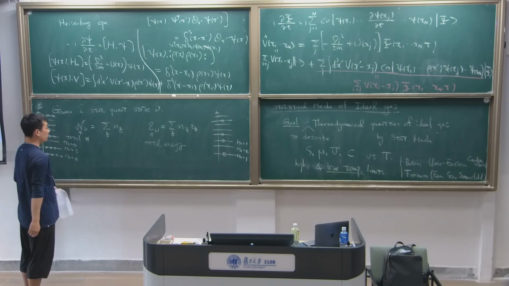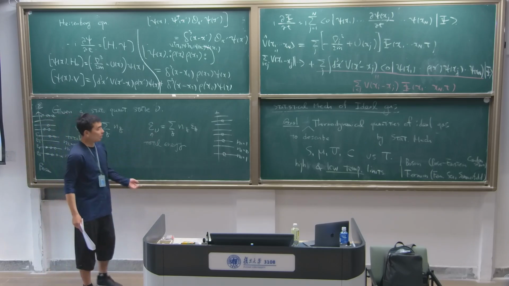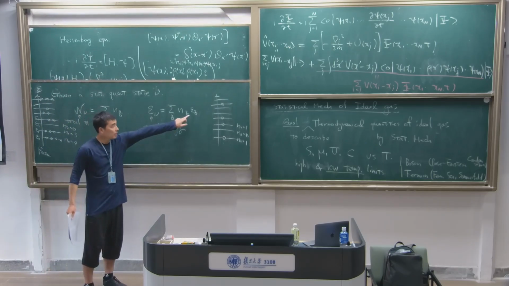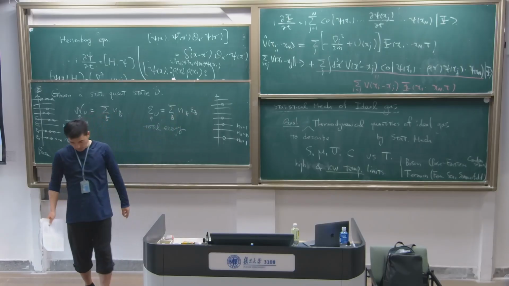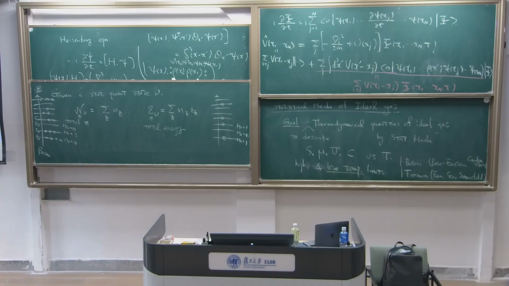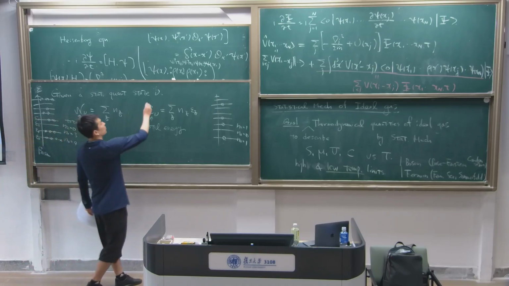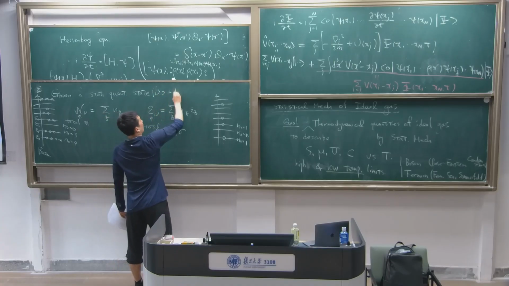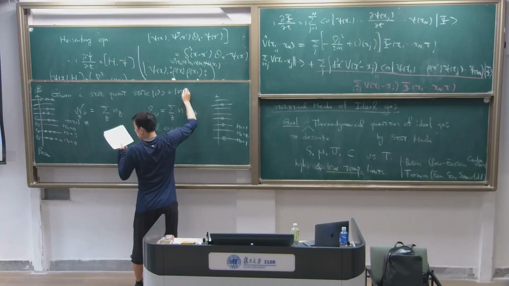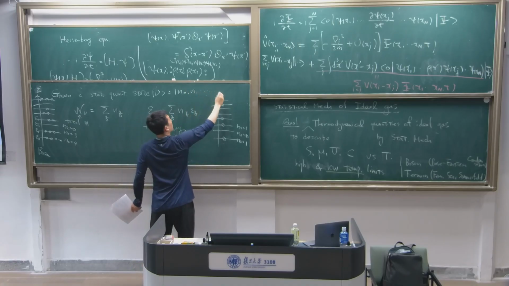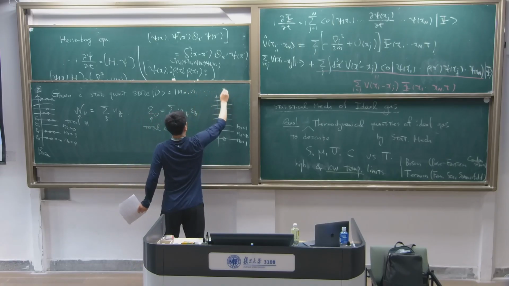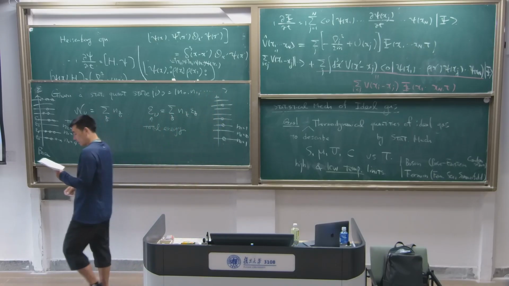And the total energy is just the sum over each state times the occupation number. So quantum state is just 0 and 1, and like this. You can describe it this way.